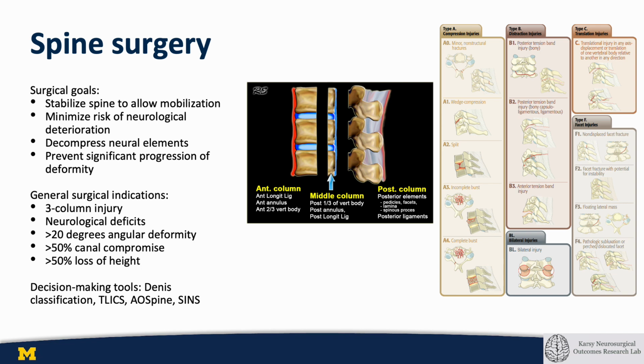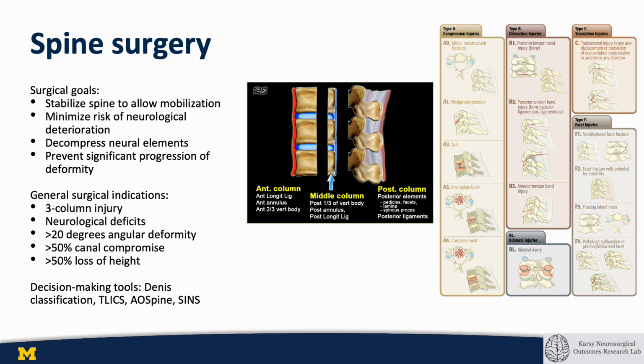For spine surgery, the indications for surgery, there's many classifications that try to look at which types of injury patterns need surgery and which don't. The goal is just to decompress the spine elements, protect them against further injury, and stabilize things. So some general surgical indications are 3-column injuries. This comes down to the Denis classification, where the spine was divided into 3 columns, anterior, middle, and posterior. And if you have 2 out of these 3 that are disrupted, more likely you need surgery.